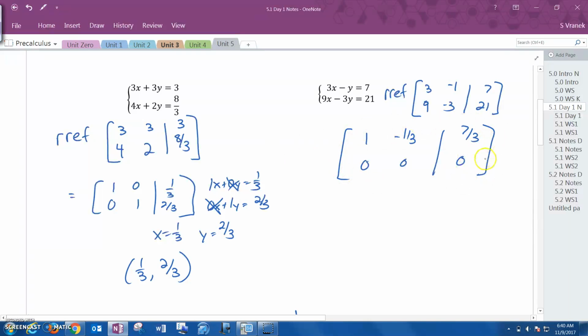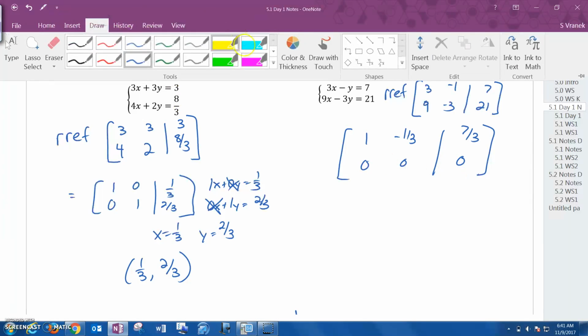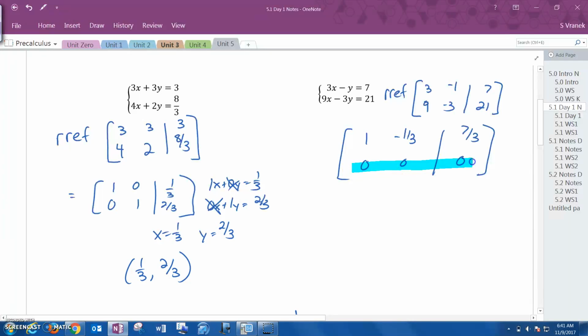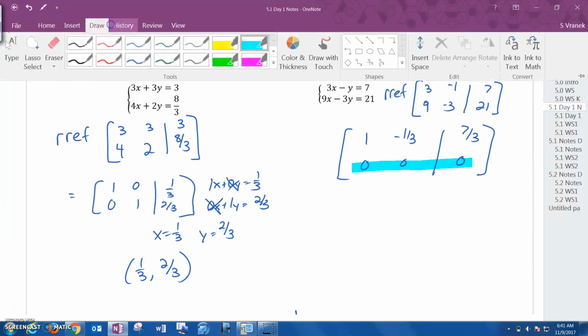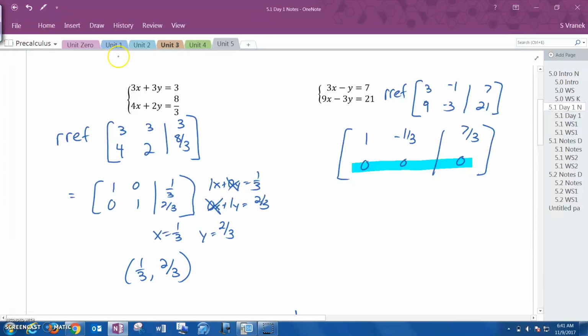So if you look at number 2 now, I have written down that you end up with something that looks like this when you do RREF of this matrix. You get 1, -1/3, 7/3, and then you get 0, 0, 0. That's our 0 equals 0 scenario. And if you remember correctly, that used to be all or infinitely many solutions. Now, it still is that, but we say it's dependent.